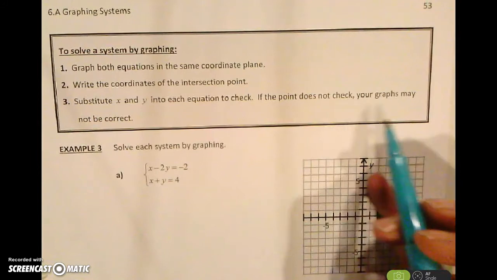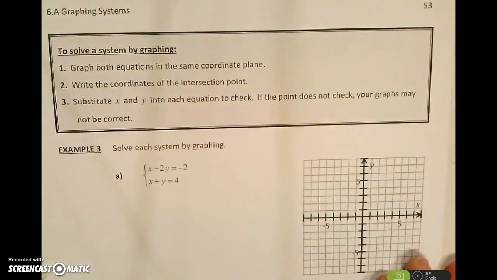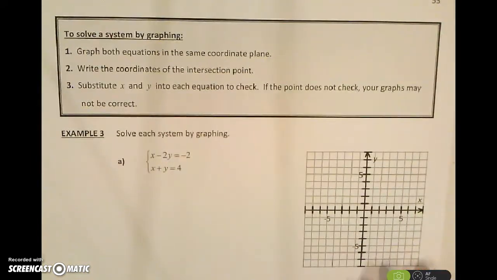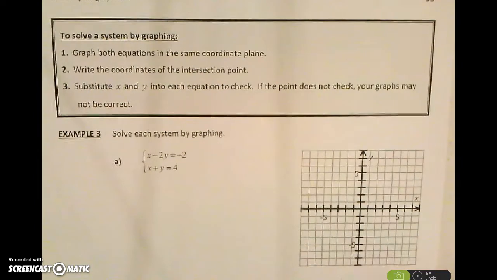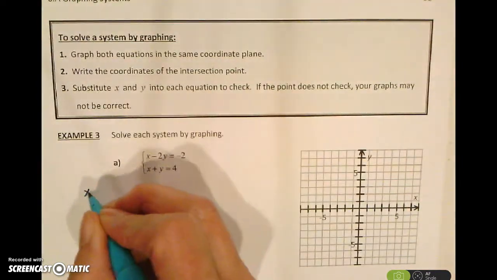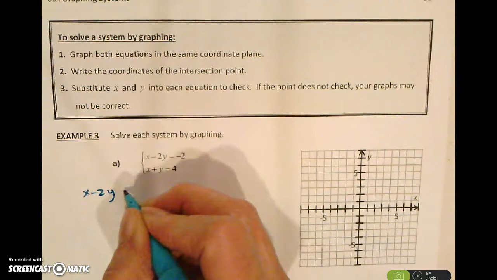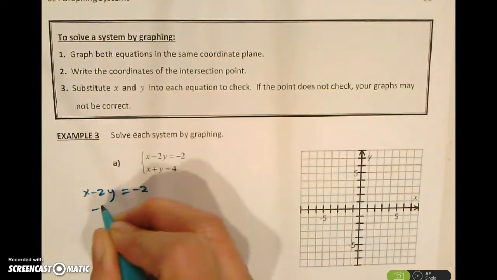If the point does not check, your graphs may not be correct. It's pretty easy to make a mistake when you're graphing. All right, so let's graph. So we have x minus 2y is equal to negative 2. Let's solve it for y.